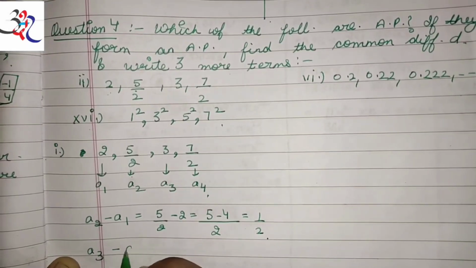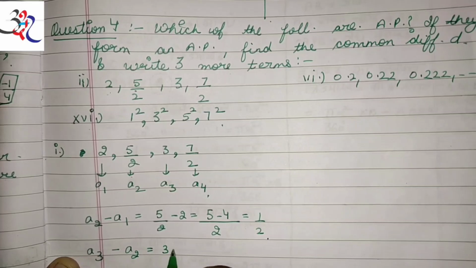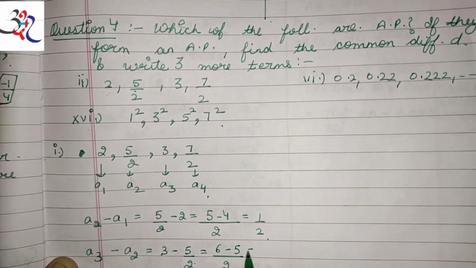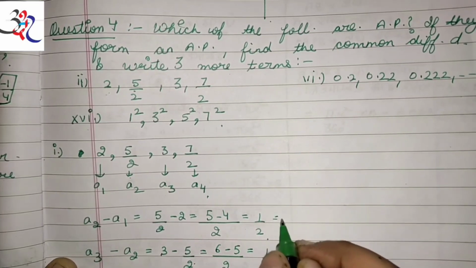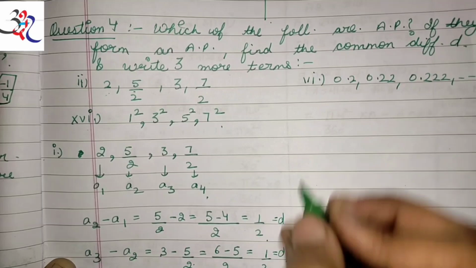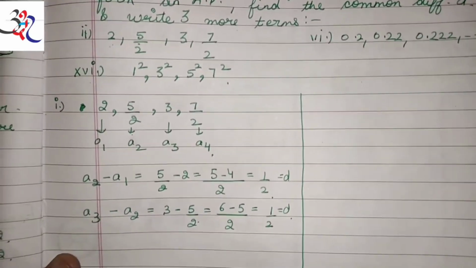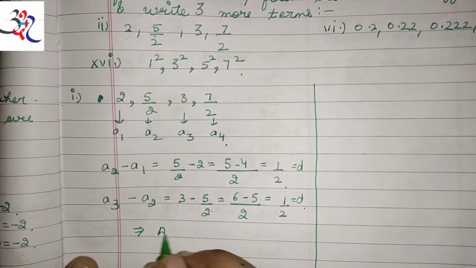Next, find out A3 minus A2. It is 3 minus 5 by 2. 2 will be LCM. 2 threes are 6. 6 minus 5 is 1 by 2. So the difference between the two consecutive terms is the same, so that means this is forming an AP.